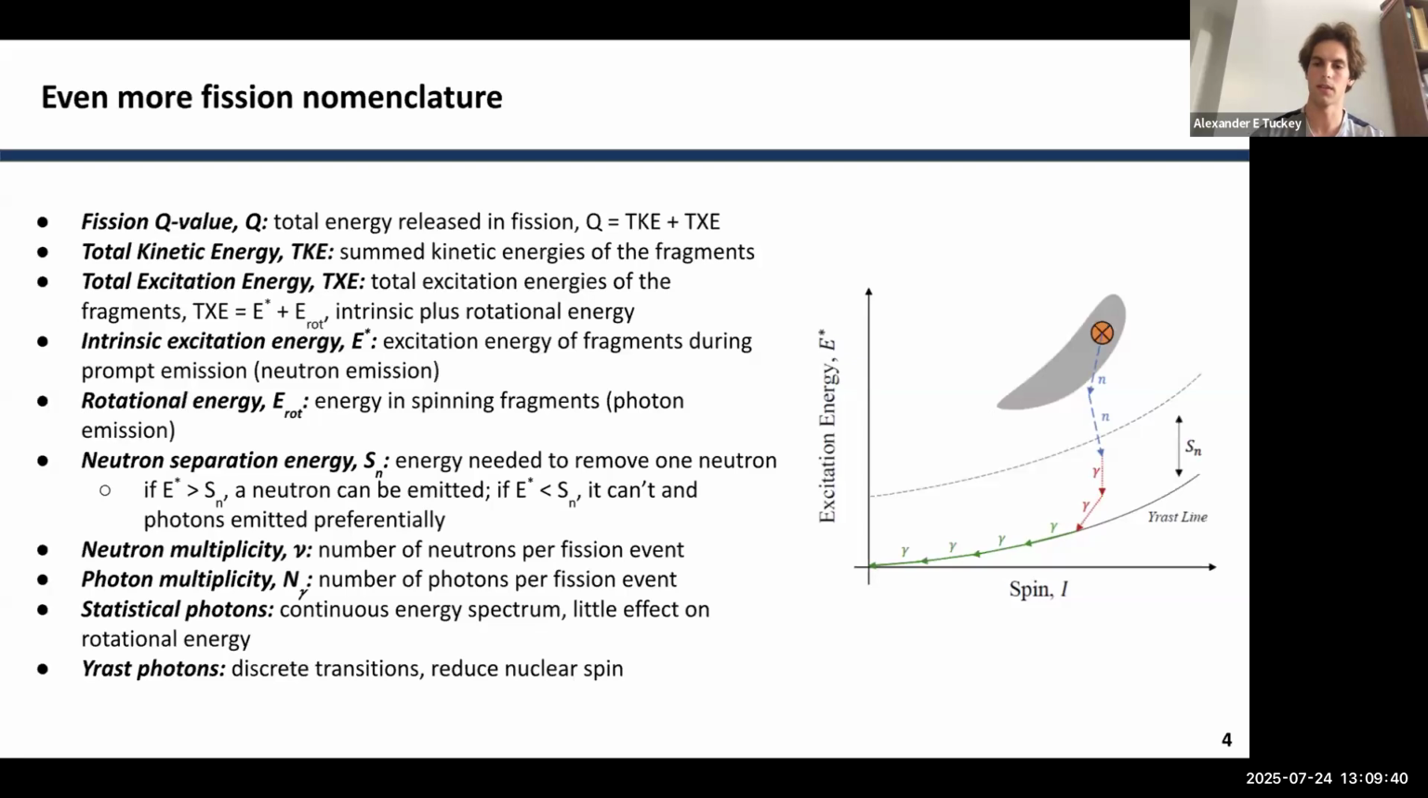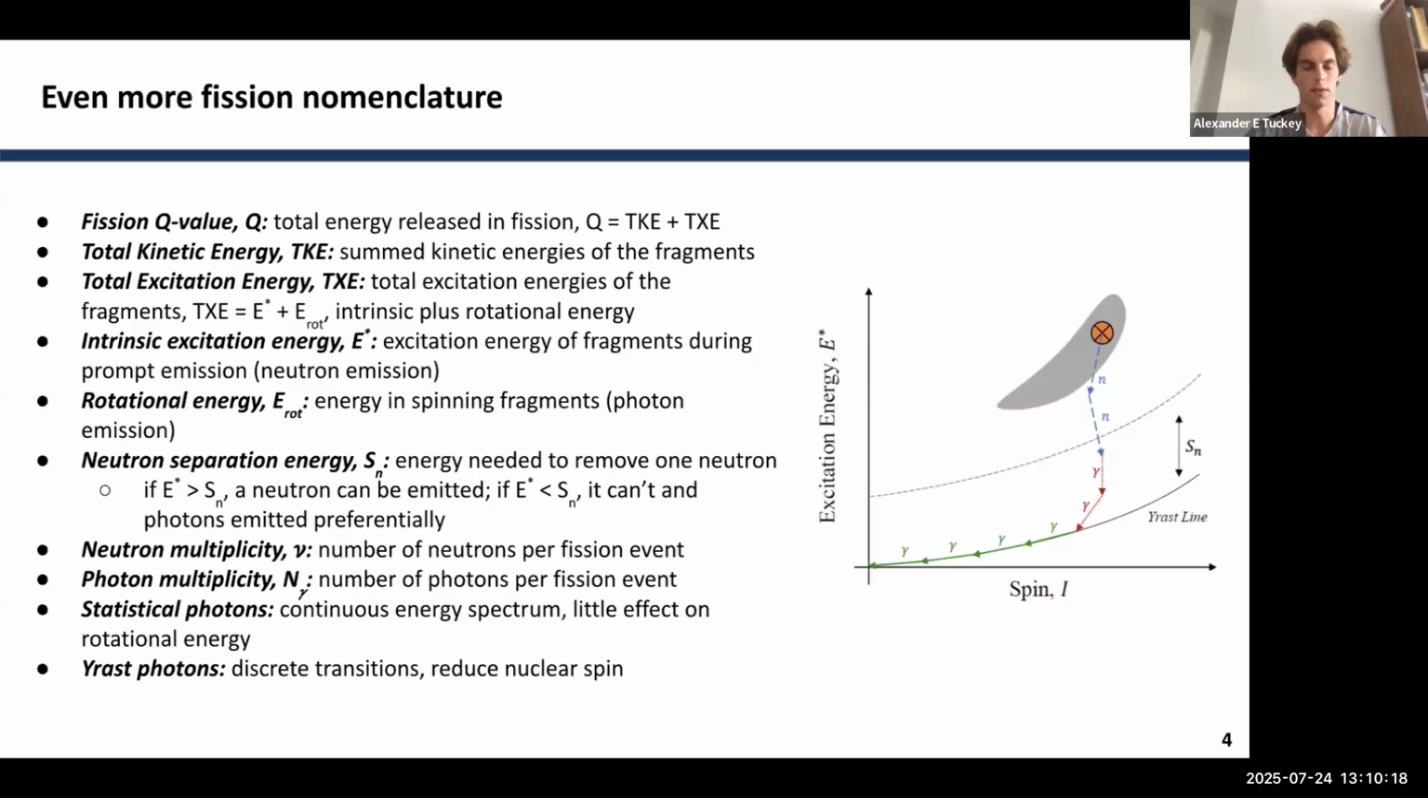And so first, in the photon emission, we have what are called statistical photons. And these are emitted from a continuous energy spectrum, and they have very little effect on the spin of the fission fragment. Following statistical emission, we have these discrete transitions, which are referred to as yrast photons. These do significantly reduce the spin of the fission fragment, and this photon emission occurs until the fragment is no longer in an excited state.